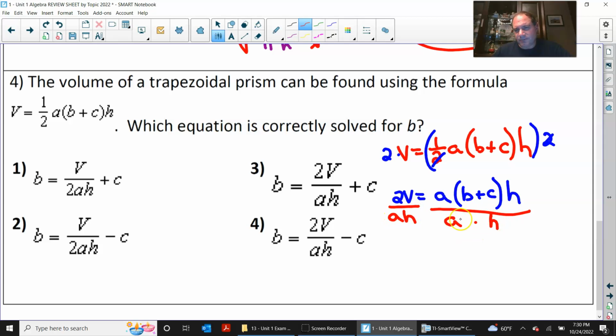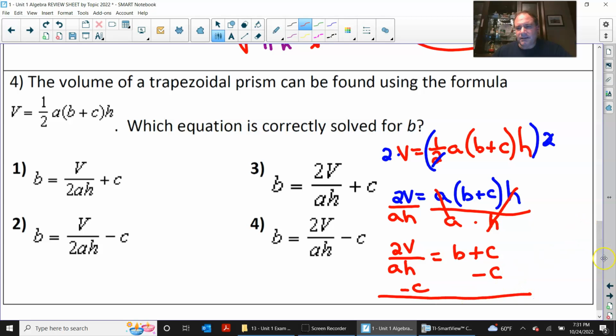AH. That's what this is. So this cancels with this. This cancels with this. So we have 2V over AH equals B plus C now. It looks a little bit better, right? So if I have to solve for B, my last step is to minus C.